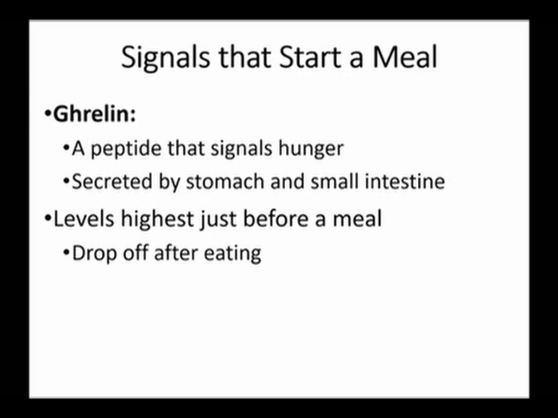The next thing is a peptide called ghrelin. A peptide is just a short chain of amino acids, so it is a small protein. And this peptide is secreted by the stomach and small intestine, so it's secreted by our digestive tract. It tends to peak, so we have high levels of ghrelin in our bloodstream right before a meal. As we're getting closer to a meal, levels of this peptide build up in our system. And then once we start eating, our ghrelin levels drop. So ghrelin serves as an indicator that it's time for a meal.